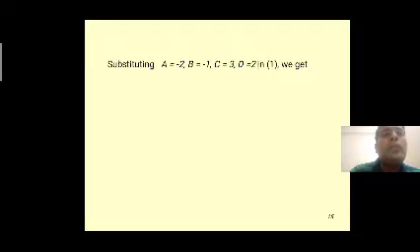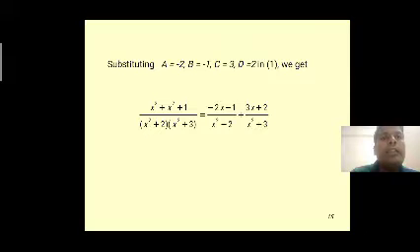Therefore again we substitute the values A = −2, B = −1, C = 3, and D = 2 in equation 1. We get the result (x³ + x² + 1)/((x² + 2)(x² + 3)) = (−2x − 1)/(x² + 2) + (3x + 2)/(x² + 3).